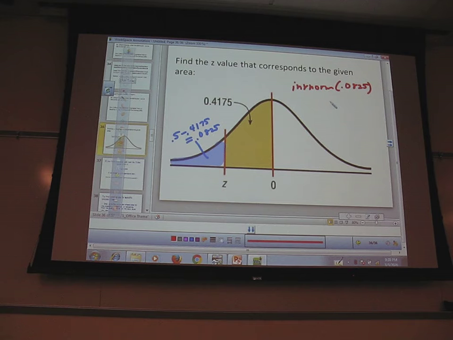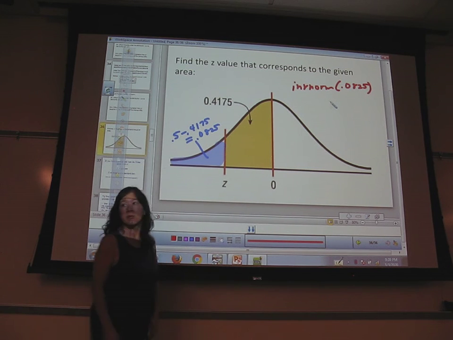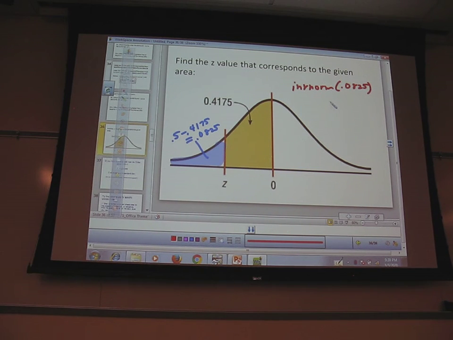So with these ones, do you want us rounding up to the second decimal, or? Okay, so yes. Areas, four decimal places. Z-scores, two decimal places. Okay.